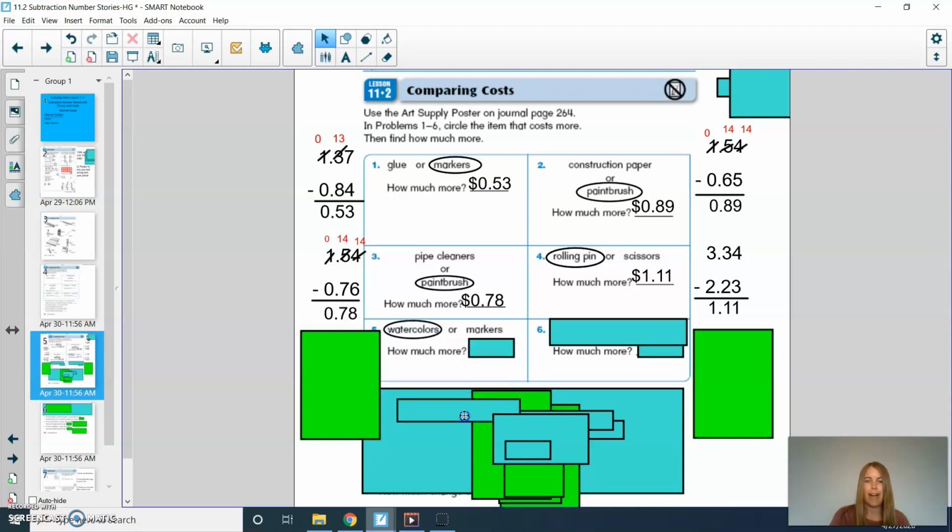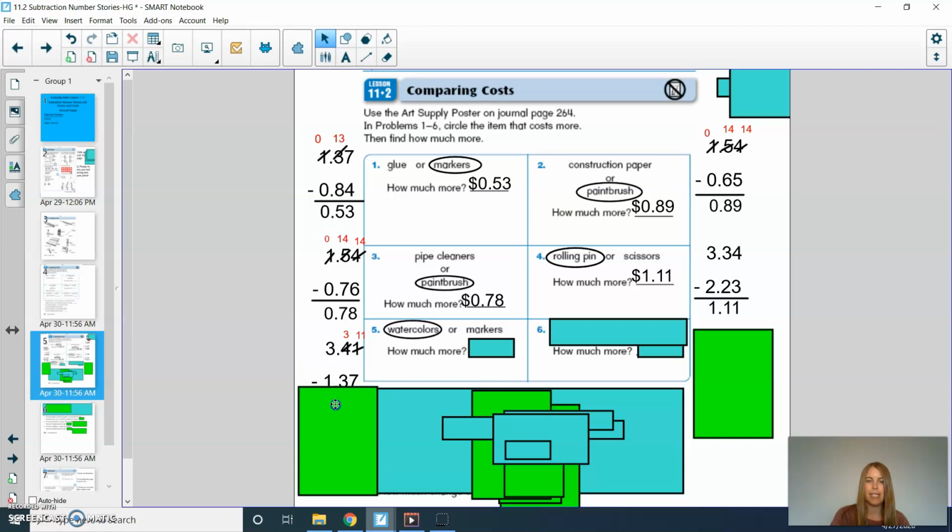For question number 5, we have watercolors and markers. Watercolors were $3.41 and markers were $1.37. Now I can't do 1 minus 7, so I went next door, I changed my 4 to a 3, and my 1 now becomes an 11. 11 minus 7 is 4, 3 minus 3 is 0, and then 3 minus 1 is 2. Notice how my decimal point comes straight down, giving me the price of $2.04.